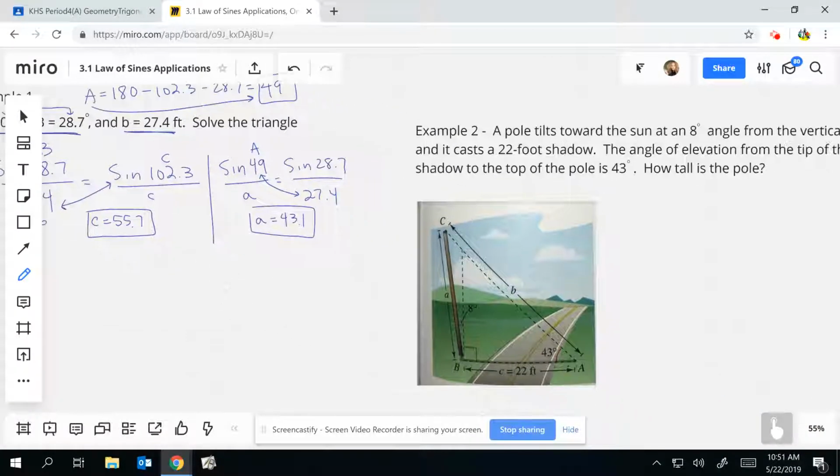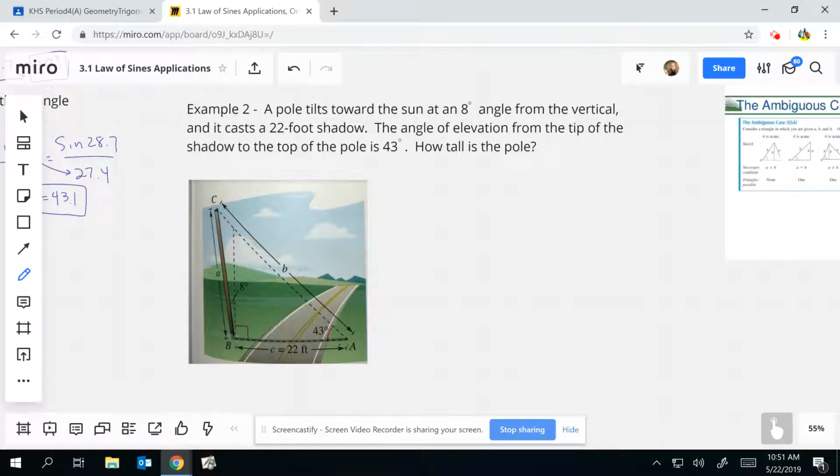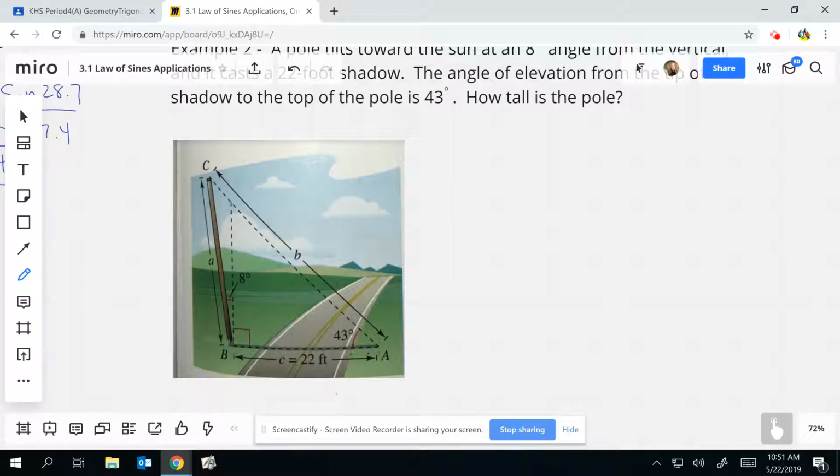And then most importantly, you're going to need to be able to apply it to problems. Now, they may not give you a picture. You might just get a problem. You've got to be able to draw it. It's telling you that the pole tilts toward the sun at an 8-degree angle from the vertical. So that means our sun is over here because the shadow's down here on the bottom. And the pole is tilting 8 degrees away from being straight up and down like that. It's 8 degrees away towards the sun.